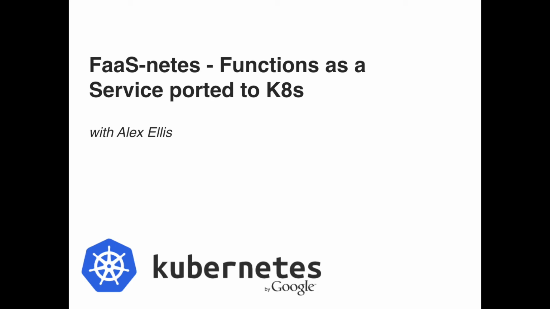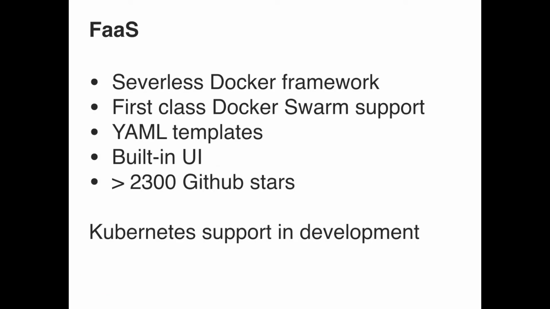So this is a quick introduction to a proof of concept that I've been working on called FaaS-netes, and it is a Kubernetes plugin for functions as a service. Now FaaS is a serverless framework which you can use with a regular Docker engine. It has built-in first-class support for Docker Swarm. You can use YAML files to define your functions, and they build out to Docker images.